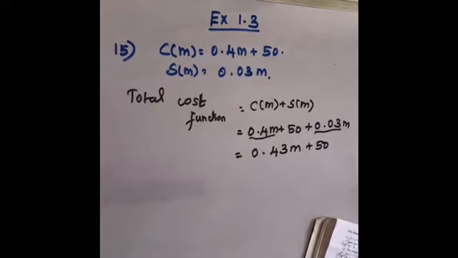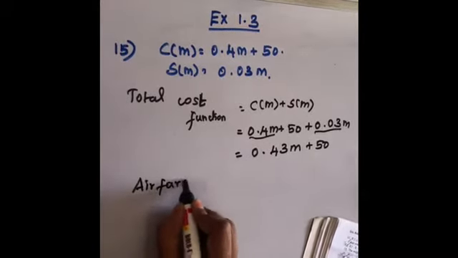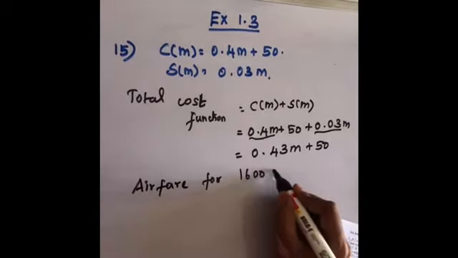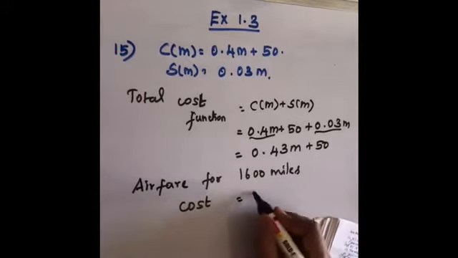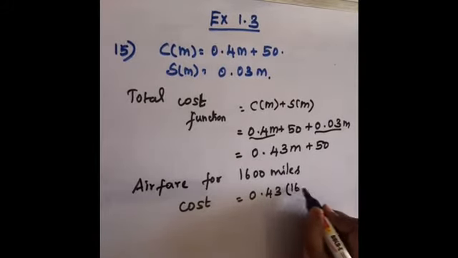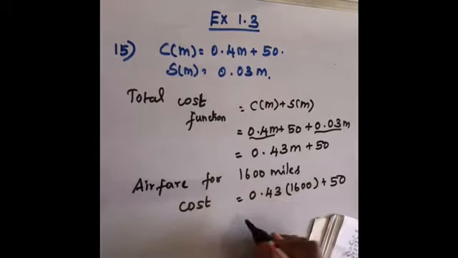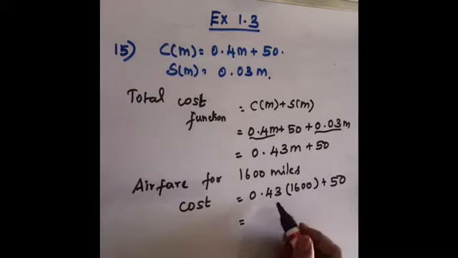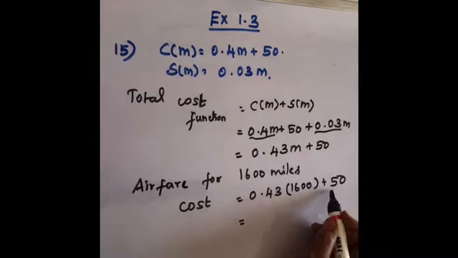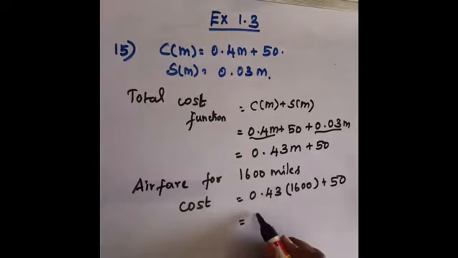Now we have to find the cost of a ticket in terms of the mileage and find the airfare for flying 1600 miles. So airfare for 1600 miles, M is the miles. So cost is equal to 0.43 into 1600 plus 50. So what do you get while multiplying this? So multiply these two numbers and add 50 with that, and so you get rupees 738.